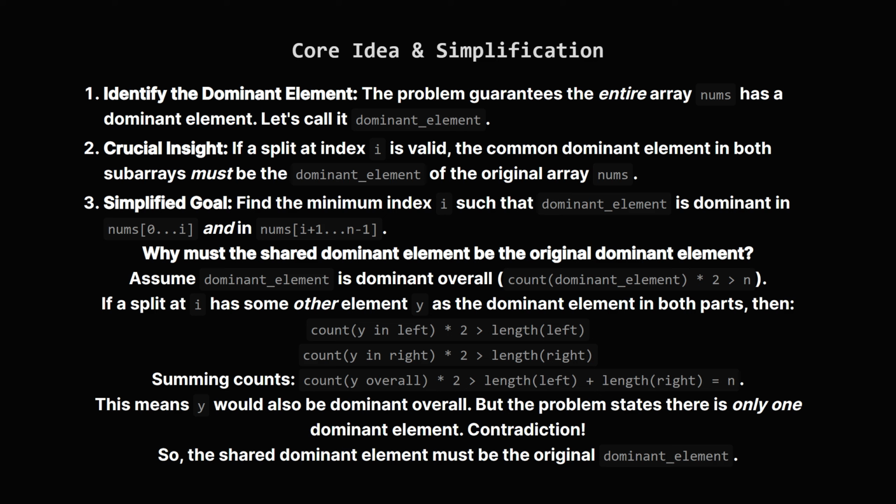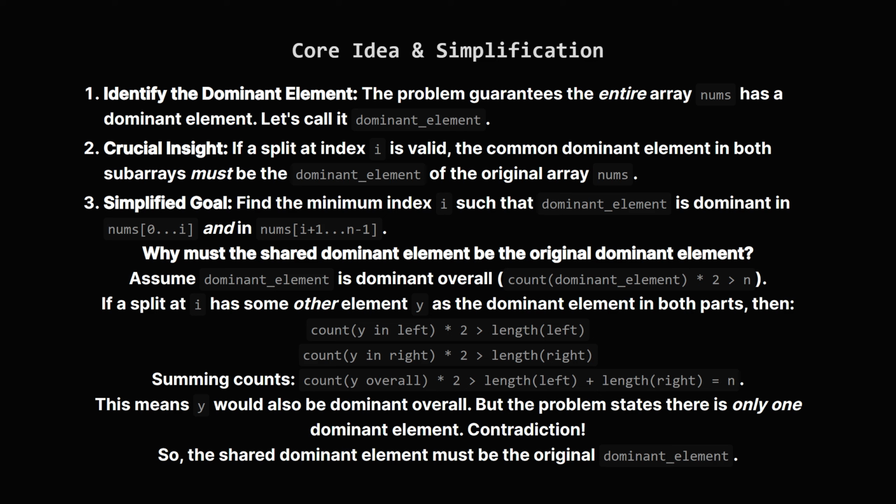Now consider a valid split at index i. Let the common dominant element in both subarrays be x. Can x be different from the original dominant_element? If x is dominant in the left part nums[0..i], its count in the left part, count_left_x, satisfies count_left_x times 2 greater than i+1. If x is dominant in the right part nums[i+1..n-1], its count_right_x satisfies count_right_x times 2 greater than n minus (i+1).